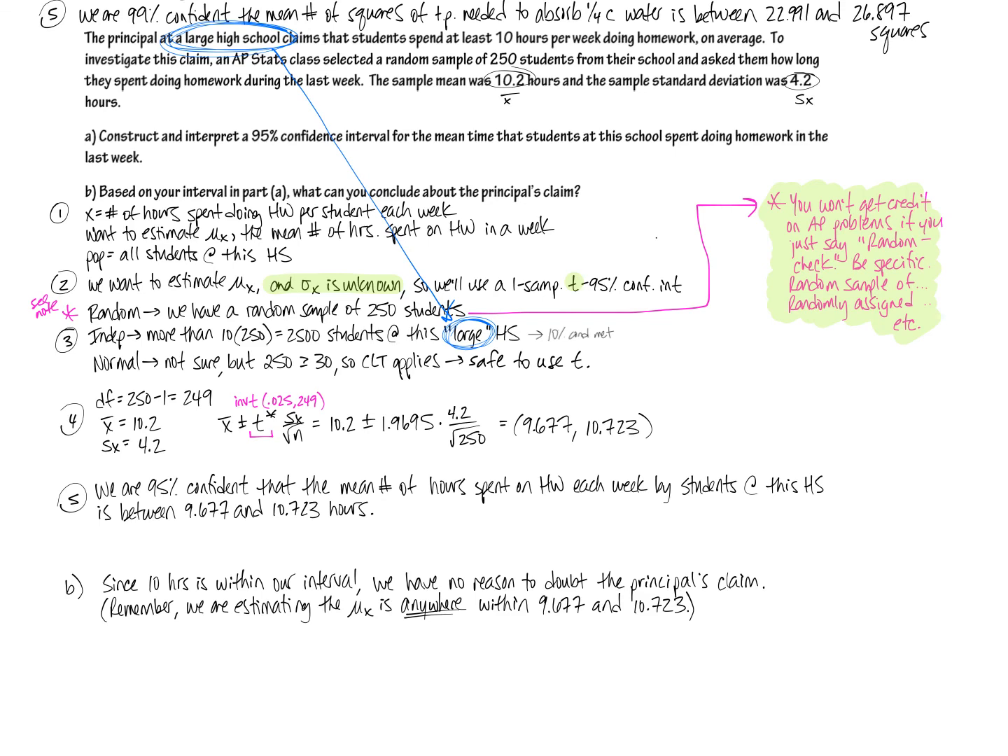Okay? Remember that we're estimating that the mean is anywhere within this interval. And so even though our sample mean was 10.2, that's the exact middle of our interval because we plussed and minused our margin of error. But the 10 hours is also in our interval, and a lot of values that are higher than 10 hours are also in our interval. So we are saying that anywhere in that interval is the true parameter, this mean of all the students at this school.